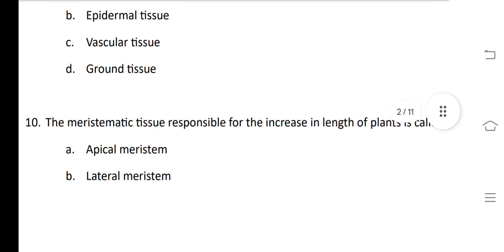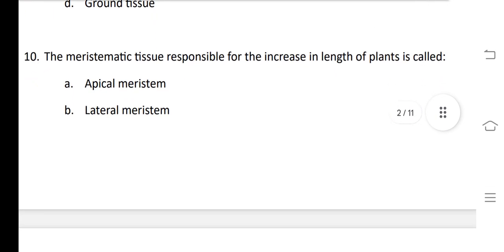Our next question is, the meristematic tissue responsible for the increase in length of the plant is called. There are 3 types of meristematic tissue: apical, lateral and intercalary. Apical meristem is present at the apex of the plant, that means at the top of the plant and at the bottom of the plant.